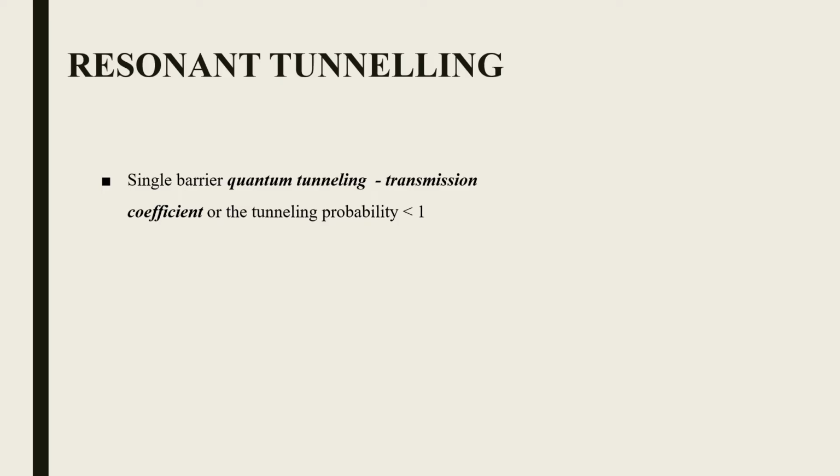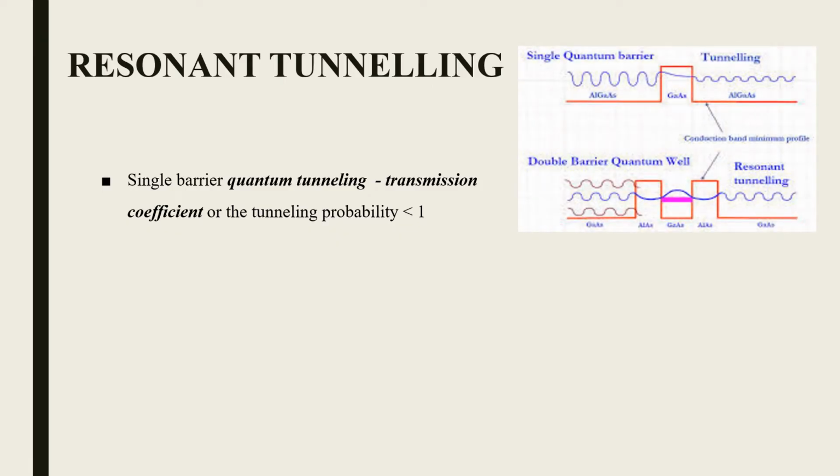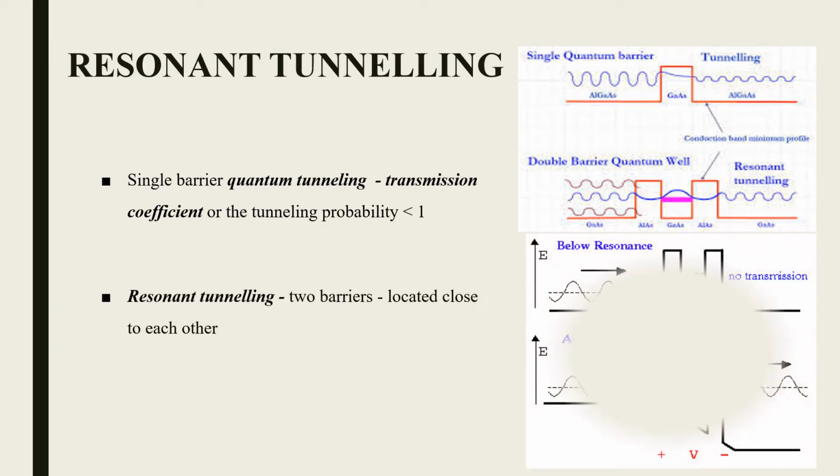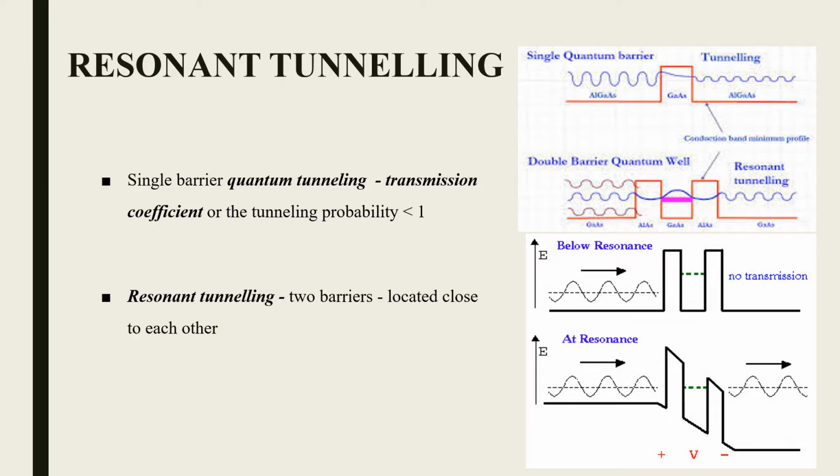So, what exactly is this resonant tunneling? First, let's talk about single barrier tunneling. In quantum tunneling through a single barrier, the transmission coefficient or the tunneling probability is always less than 1 for the incoming particle energy less than the potential barrier height. Whereas resonant tunneling occurs for a potential profile with two barriers which are located close to each other.